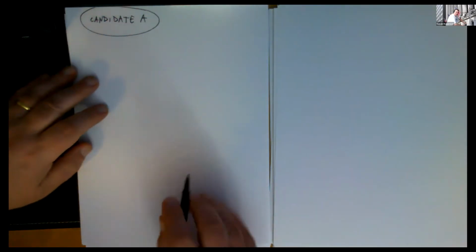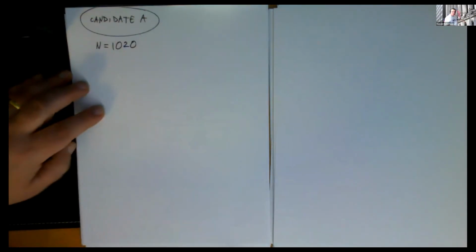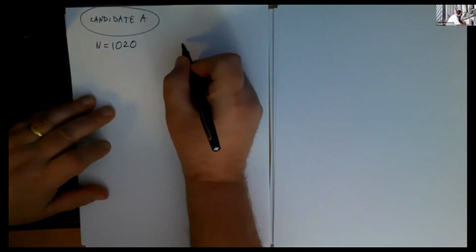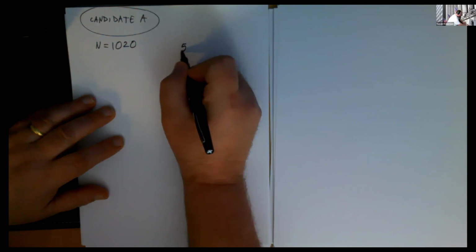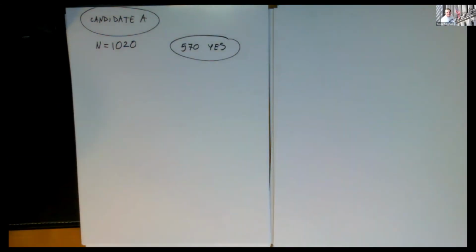So let's have candidate A. And we asked 1,020 people, because they always seem to ask weird numbers like that. And 570 said yes, they were going to vote for candidate A. And we are now going to create a confidence interval based on that data. And at the end, we're going to try and see if we can make a prediction about whether we think candidate A is going to win, if the election was held tomorrow.